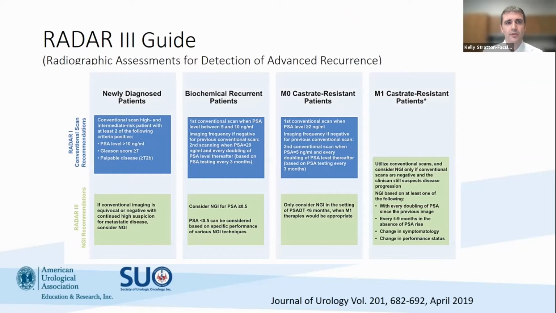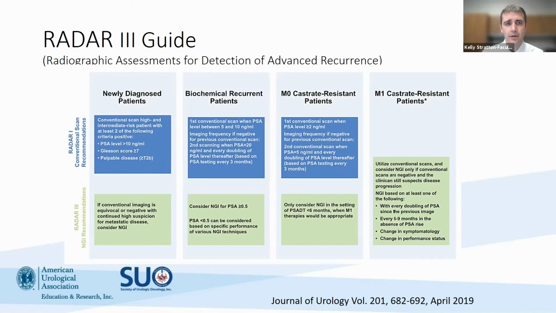The Prostate Cancer Working Group 3 also recommends incorporating the RADAR 3 guidelines for next generation imaging. In this graph, you see the recommendations for conventional imaging in the darker blue, and next generation imaging down below in the green. For a newly diagnosed patient, particularly those at high risk for metastasis, conventional imaging with a CT scan and bone scan is recommended if their PSA is greater than 10, Gleason score greater than or equal to 7, or palpable disease. However, if there's concern that the patient may still have metastasis even in the presence of negative conventional imaging, the RADAR 3 group would suggest that next generation imaging may be an option.